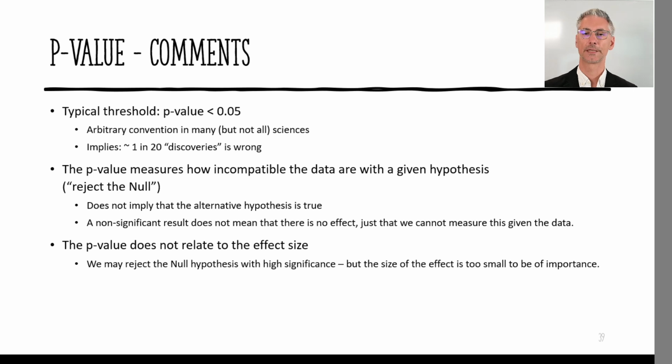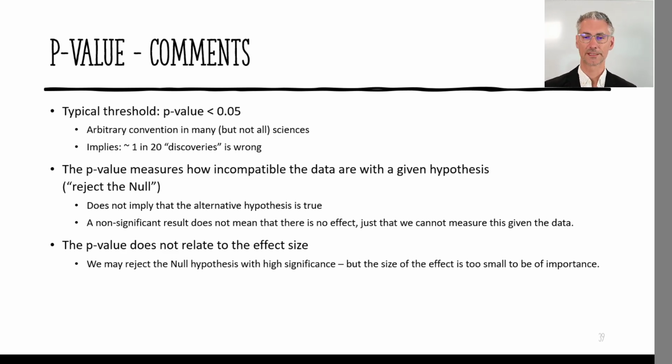So we typically say, if we calculate the p-value, it's smaller than 0.05, and this is the commonly used threshold in many but not all sciences. It implies that 1 in 20 discoveries we make with this threshold are wrong. The p-value is essentially a measure of how incompatible the data are with the given hypothesis. This is what we mean by reject the null. It doesn't imply that the alternative hypothesis is true, it just means that we reject the null hypothesis.